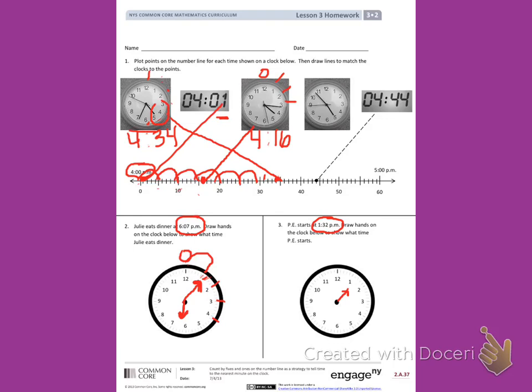Now let's look at the minutes. The minutes say 32. Again, I'm going to count by fives and ones till I get to 32, starting here at 12. And each time I count by fives, I'll land on a number. So 5, 10, 15, 20, 25, 30. I'm getting close to 32, so now I'm going to count by ones. 31, 32. And I'm going to use my longer hand to reach out to 32 on the clock.